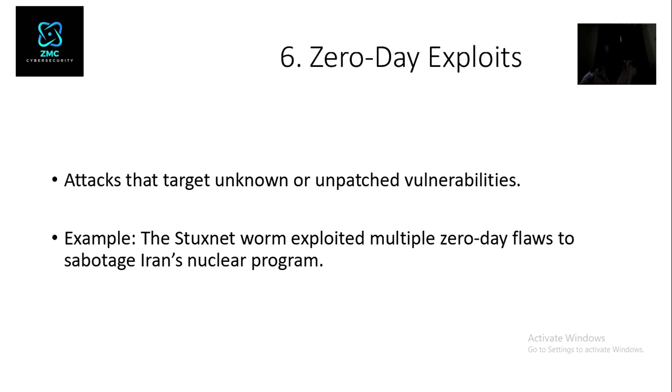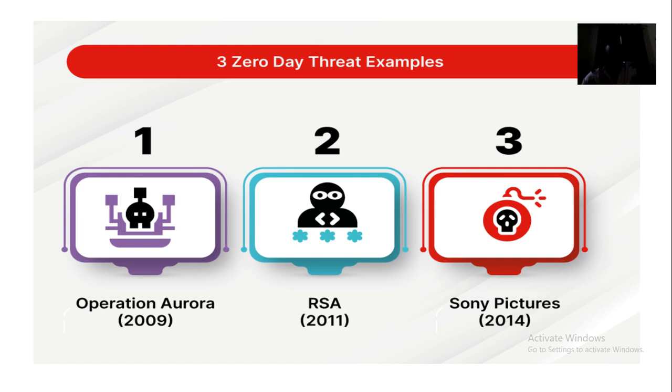Stuxnet worm. That was the name. It exploited multiple zero-day flaws to sabotage Iran's nuclear program. You can look more on it on the net. So this is a graphical example of zero-day threats. Now, this was an example that took place in 2009. This one affected Sony Pictures, and so many more. You'll find them also on the net.